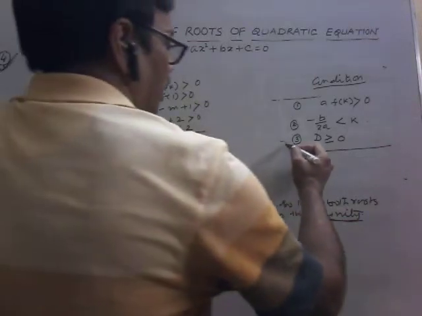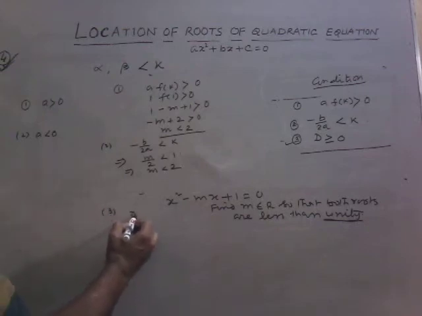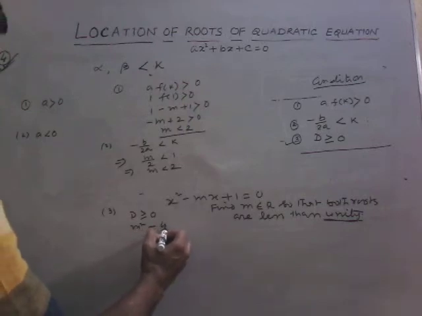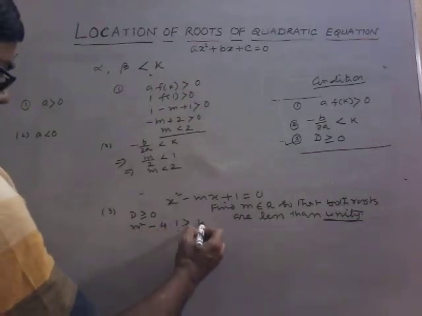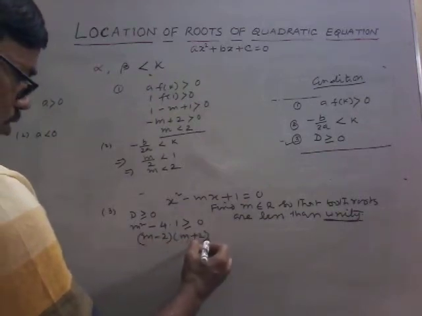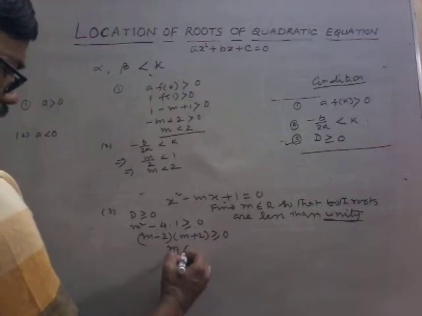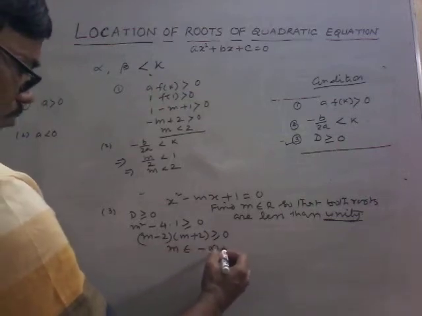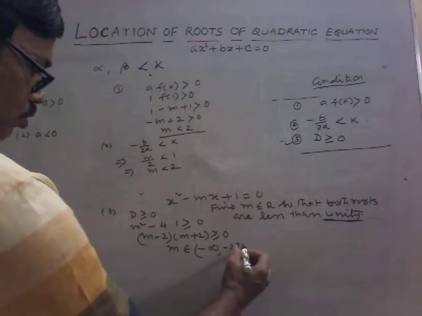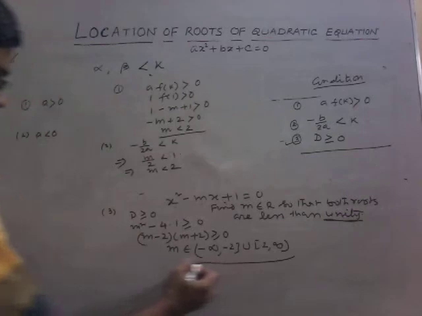Now the third condition, d greater than equals to 0. So what is d greater than equals to 0? m square minus 4 into 1 greater than equals to 0. m minus 2, m plus 2 greater than equals to 0. So m belongs to minus infinity to minus 2 union 2 comma infinity. So this one.